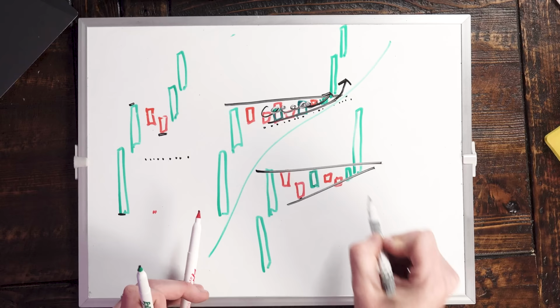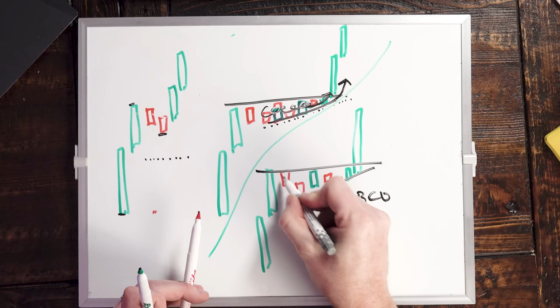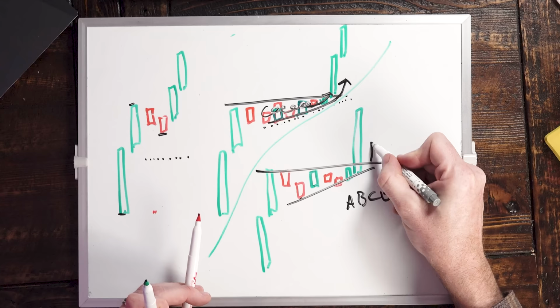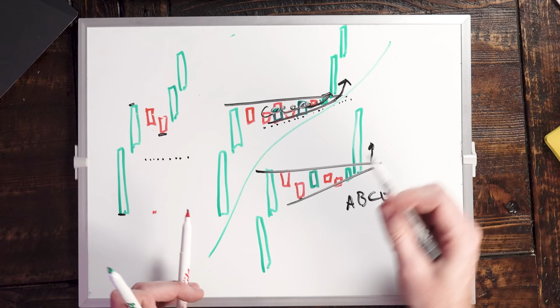Whereas an ABCD pattern right here does pull back and then is really a failed bull flag that pulls back a second time. But the second pullback is actually an opportunity for it to accumulate even more buyers. So when it does break out, usually the breakout is even stronger. So this pattern is just fine. I really like that one. I would say these are three patterns that I trade pretty much on a daily basis.